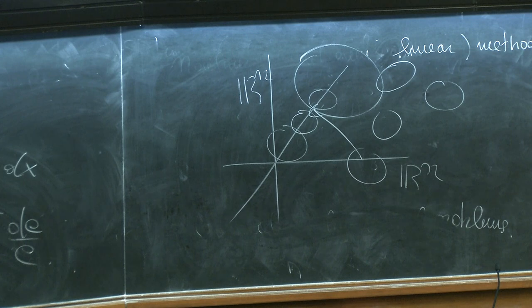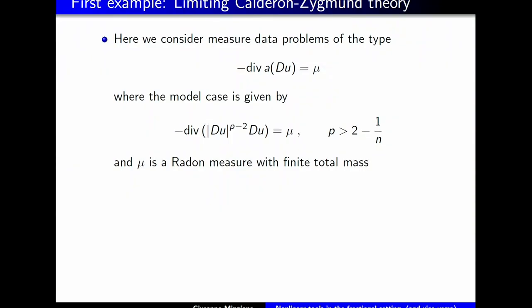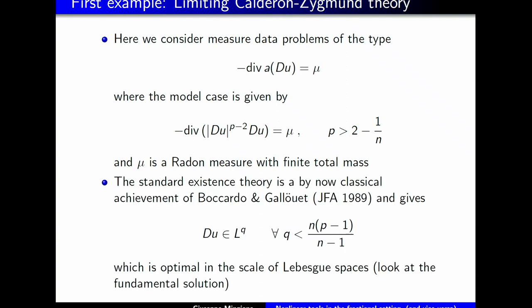As I told you, if you have a measure data equation, and now this is a local fact, for instance, you have this model equation, what do you have? The classical theory tells you that the gradient is in this space, and this is sharp. This is already sharp for the case p equals 2. Otherwise, it can be seen to be sharp if you see the classical nonlinear Green's function, which is this one.